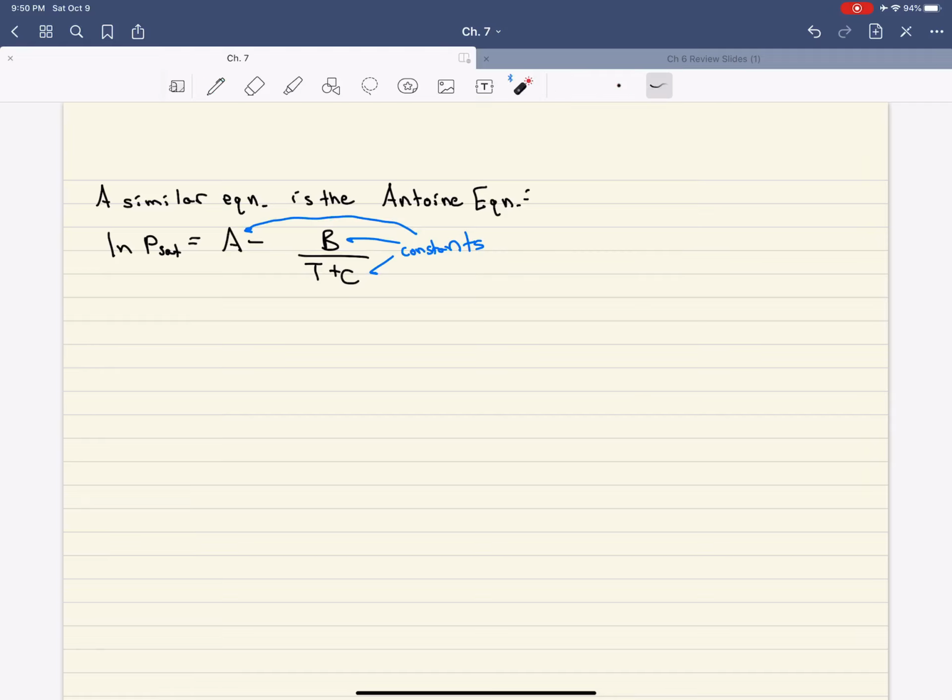So, you could see the Antoine equation in natural log form, or more commonly, you'll see it in log base 10 form. So, I'll put a prime here just to indicate that if you change between natural and base 10 log, you'll get different constants.